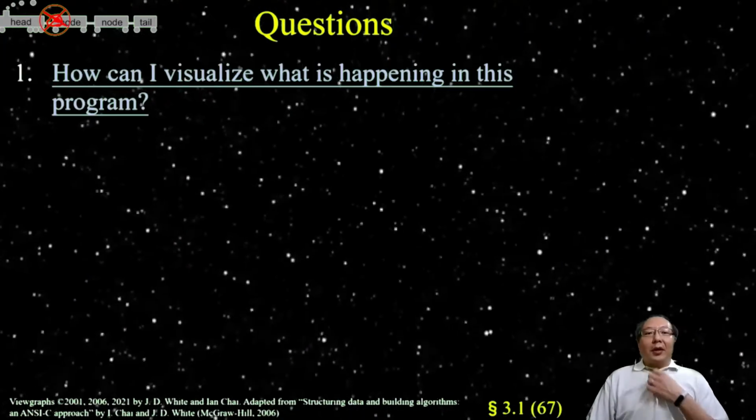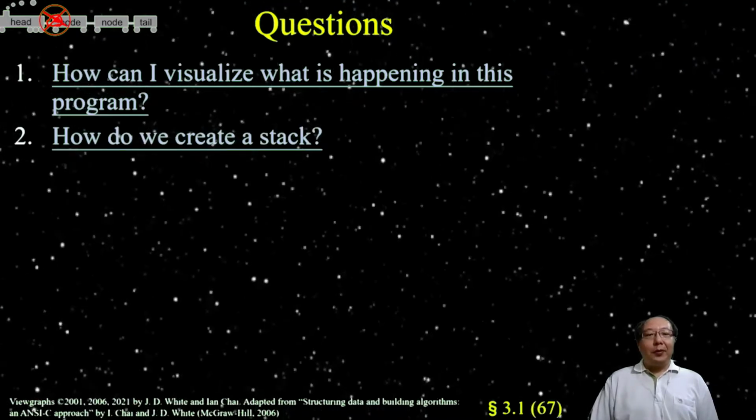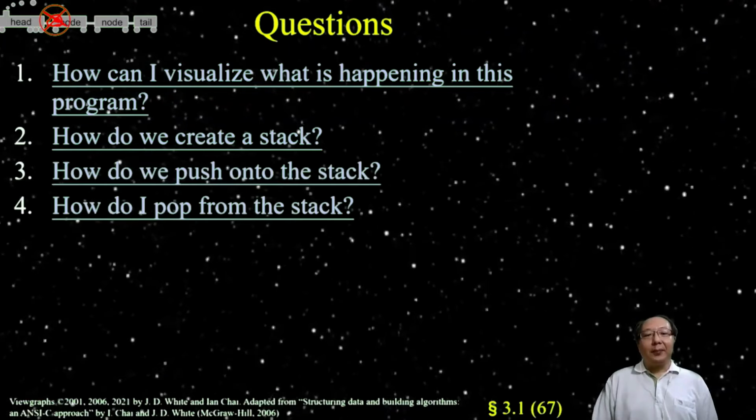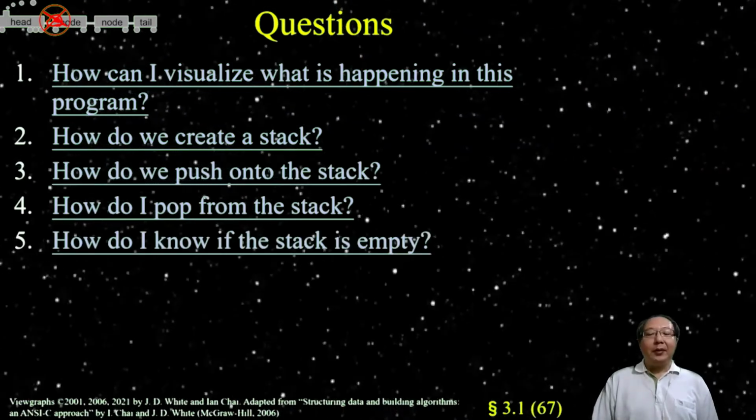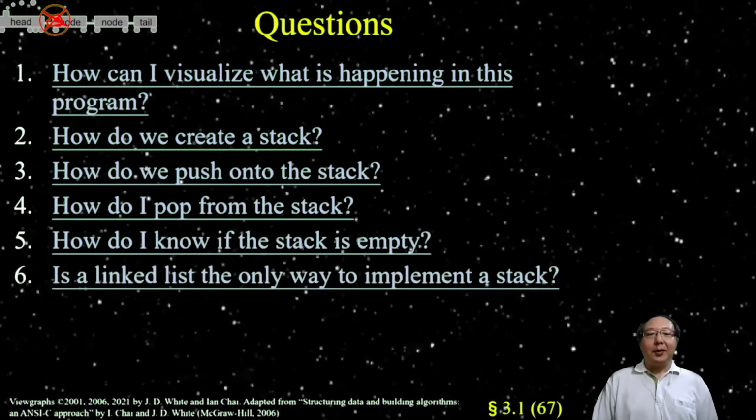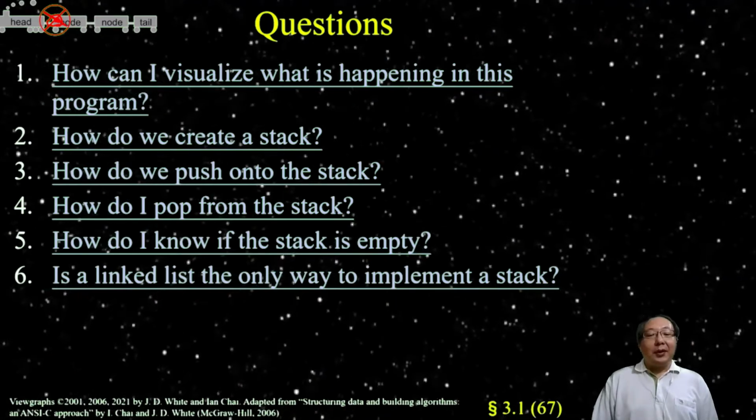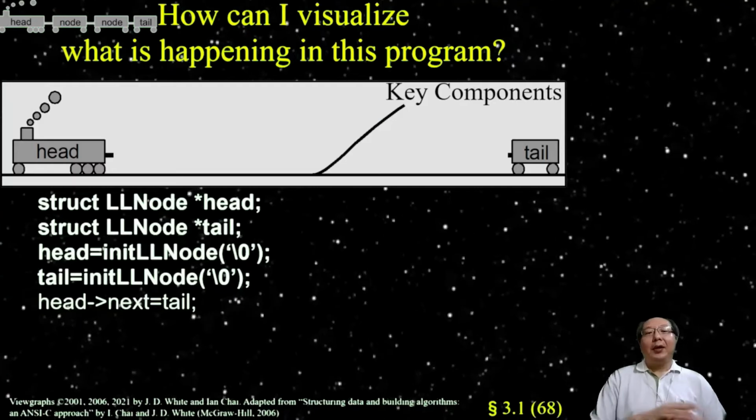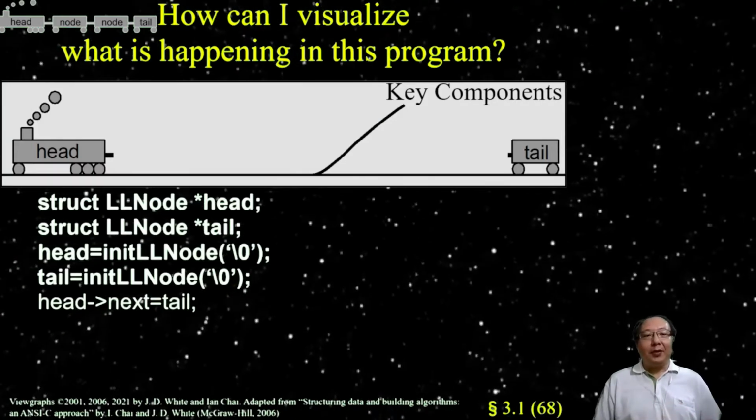Okay, how can we visualize what's happening in this program? How do we create a stack? How do we push into the stack? How do we pop from the stack? And how do we know if the stack is empty? And also, is a linked list the only way to implement a stack? Okay, how can I visualize what is happening in this program?